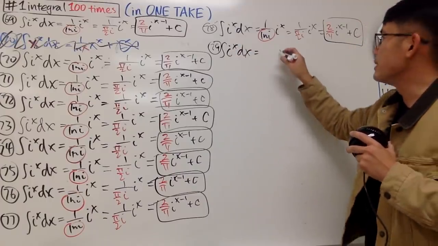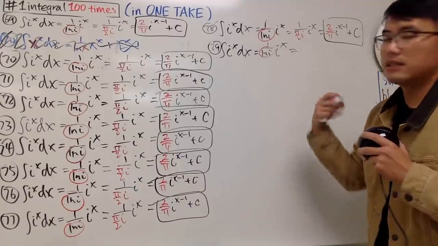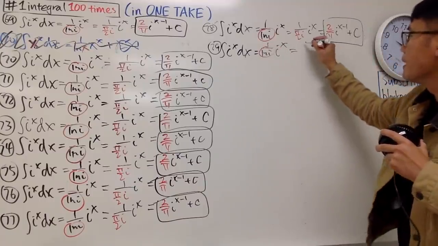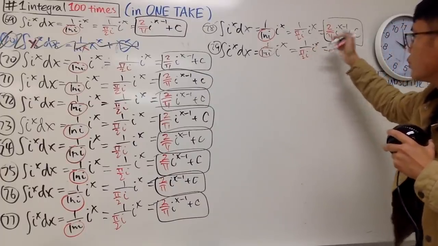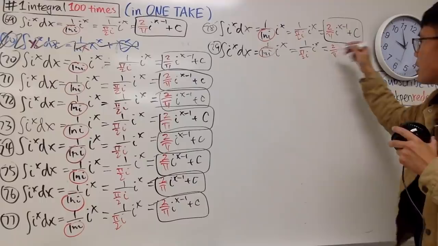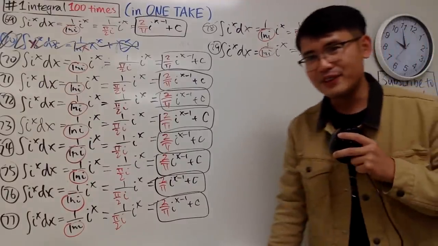Now, number 79, integral of i to the x power dx. This right here, it's the same as saying i to the x power and then divided by natural log of i, and this right here, this is the same as pi i over 2. So we get 1 over pi over 2i, and then you have i to the x power. Do the reciprocal here, so you have 2 over pi, and subtract the exponent, you have i to the x minus 1 power, and then put a plus c, and then we are done. Just like that, very nice.